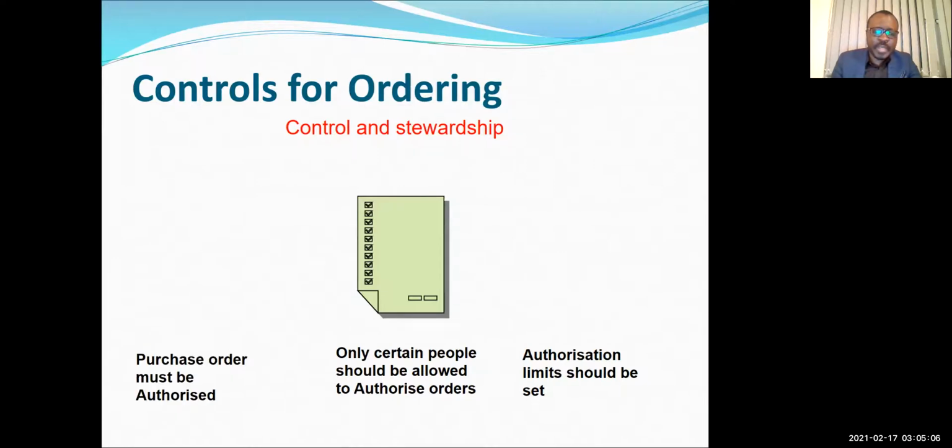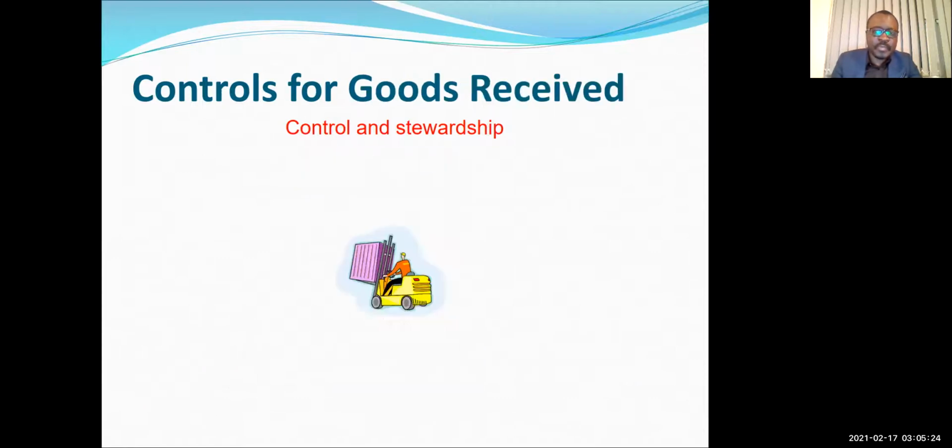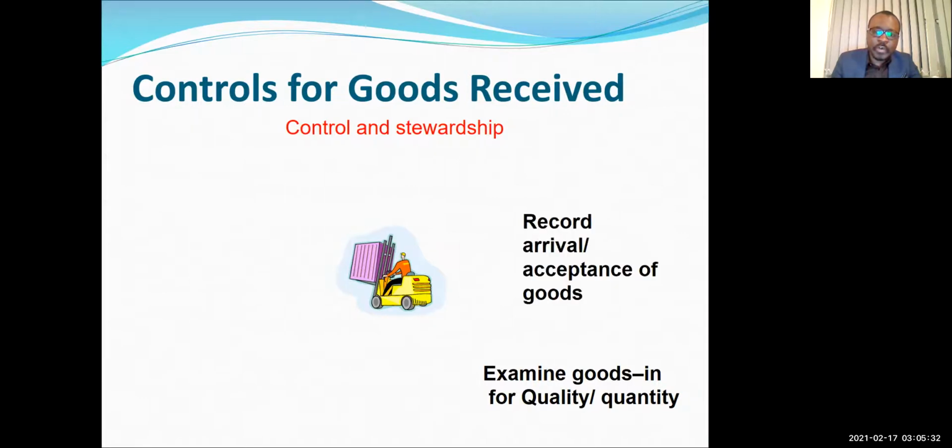Okay. So purchase orders must also be authorized. Any purchase orders must be authorized by appropriate personnel and ordered from authorized suppliers, only suppliers we know we can trust, not any ghost organizations where we cannot trace them. Okay. Now, again, for the goods received, we must always examine the goods for quantity and then the quality. Is this what we ordered for?